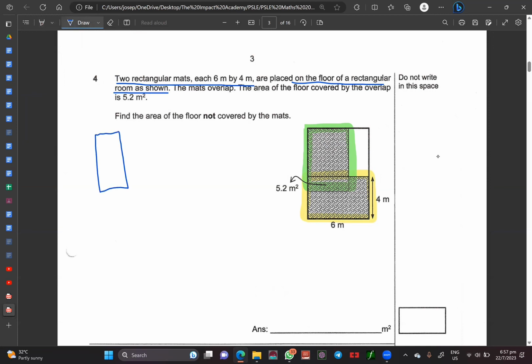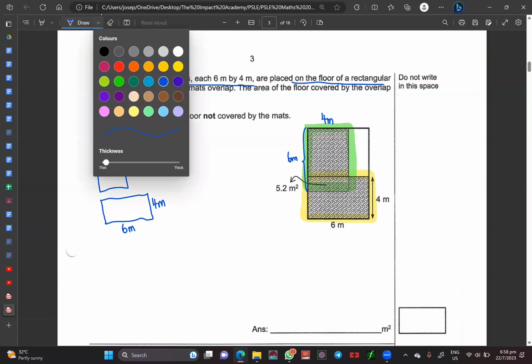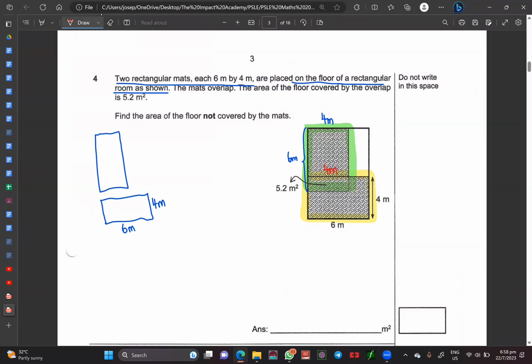Okay, this is one of it. And followed by the other one that is like that. Of course, they are overlapping. So if I know that this is 6 meters, and this is 4 meters, isn't it true to say that this is 4 meters and this whole thing is actually 6 meters? And when that happens, you want to make sure you write down everything that you can. So this is 4 meters as well.